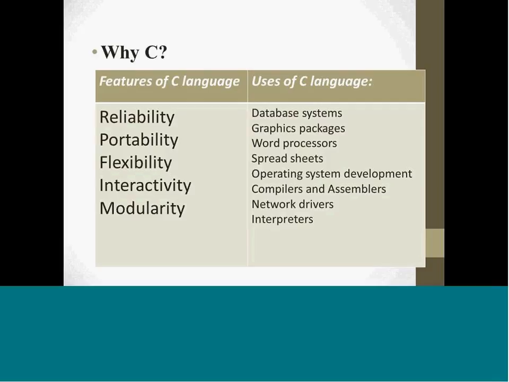There are lots of features about this language: reliability, portability, flexibility, interactivity, modularity, and efficiency. You can run a C program in a Windows environment, or a Linux or Unix environment. Here are some examples of C being used: database systems, graphics packages, word processors, spreadsheets, operating system development work, compilers, assemblers, networking, interpreters, and many others.